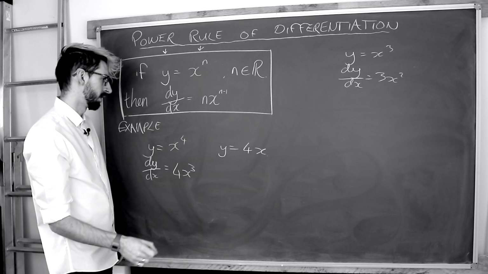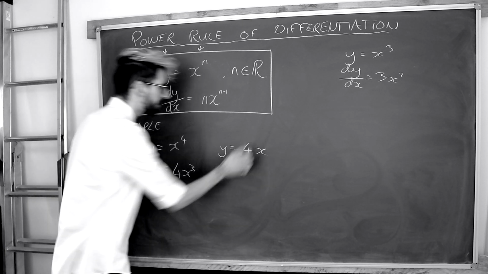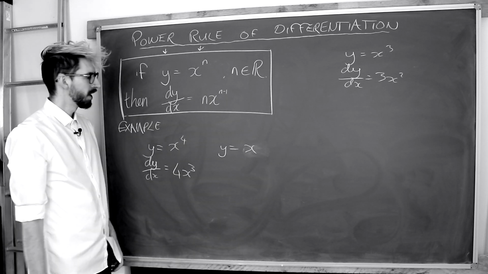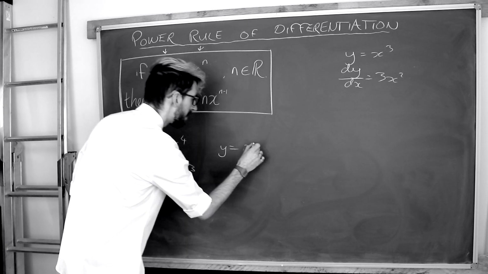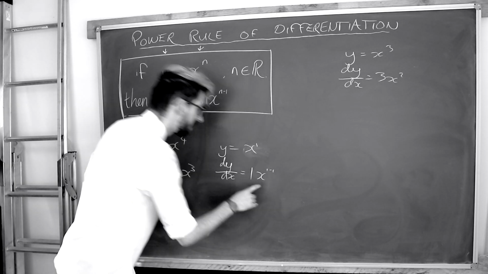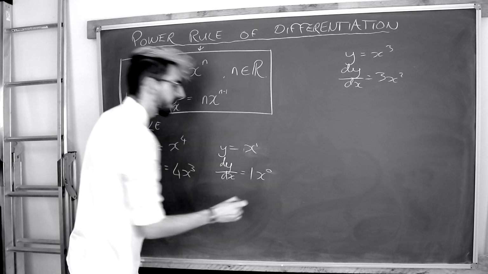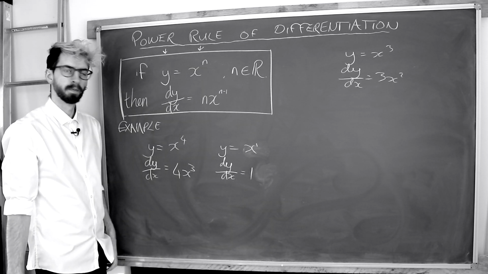Y equals 4x. Oh, let's not have the 4 yet. Let's just have x. Y equals x. Then that's like having a power of 1. So 1 times x to the power of 1 minus 1, which is 0. X to the power of 0 is 1, so it's just 1.